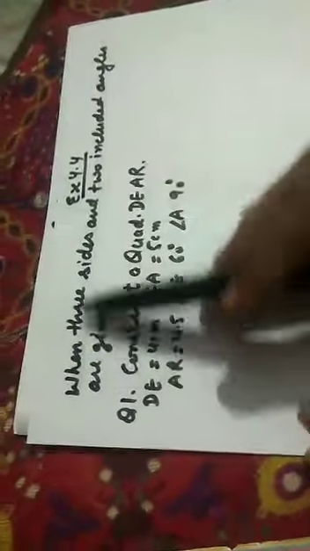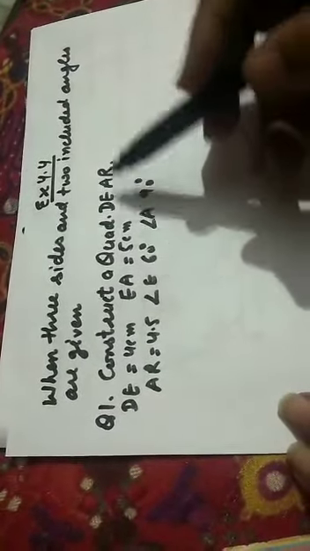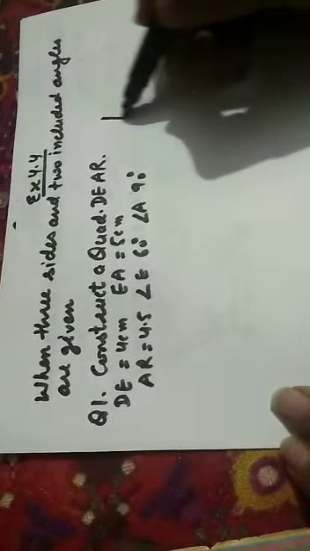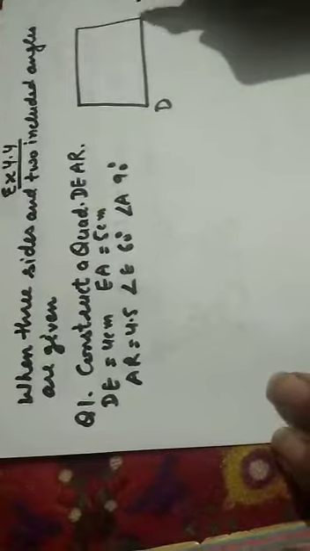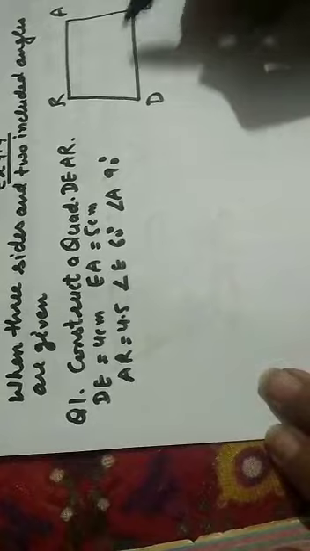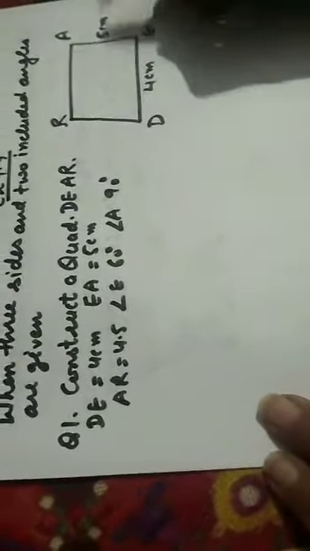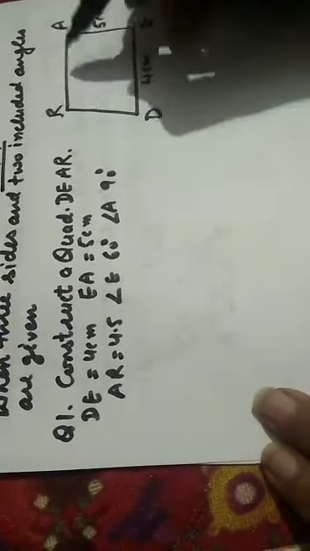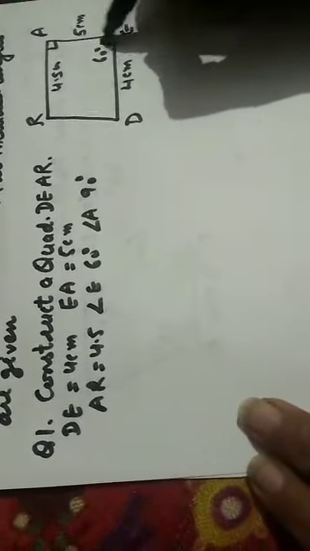Now our next exercise is exercise 4.4, when three sides and two included angles are given. So our first construction is construct a quadrilateral DEAR. So we'll draw a rough figure. D, E, A and R. DE 4 centimeter, EA 5 centimeter, AR 4.5 centimeter, angle E 60 degree, angle A 90 degree.